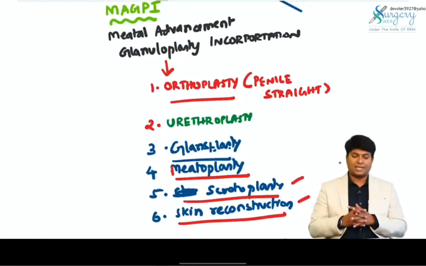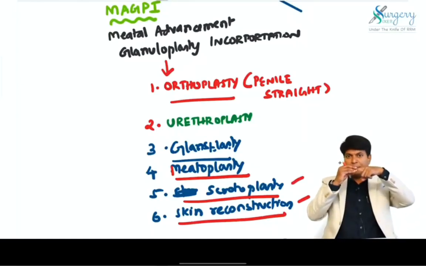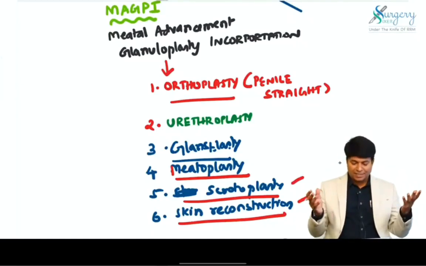So the order of reconstruction of the penis. Okay, please don't forget this point. Arthroplasty is penile straightening, then urethroplasty, then glansplasty. So first make it straight, reconstruct the urethra, then make the glans penis perfect. Then only you go for meatoplasty, scrotoplasty, or skin reconstruction.